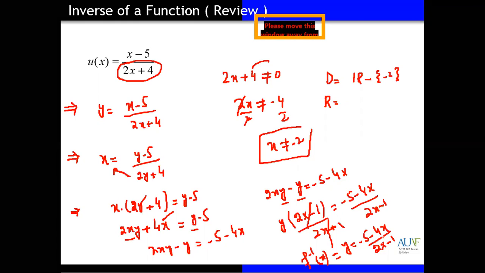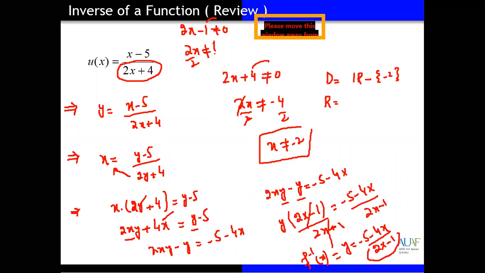Now you can see we have minus 5 minus 4x divided by 2x minus 1. So again, put 2x minus 1 not equal to 0. Transfer to the other side, 2x is equal to plus 1. This one is not equal to.